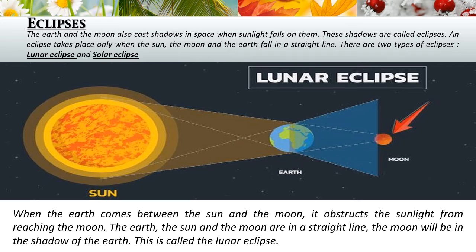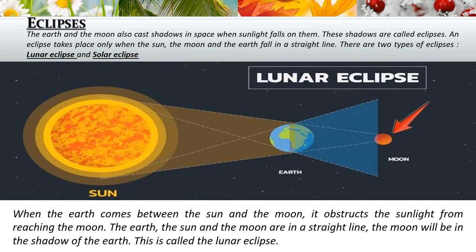Eclipses. The earth and the moon also cast shadows in space when sunlight falls on them. These shadows are called eclipses. An eclipse takes place only when the sun, the moon, and the earth fall in a straight line. There are two types of eclipses: lunar eclipse and solar eclipse.